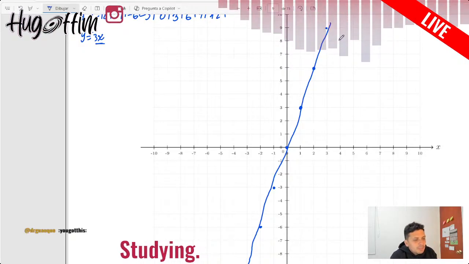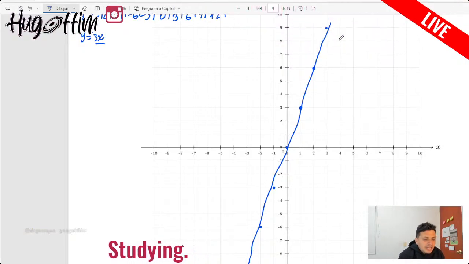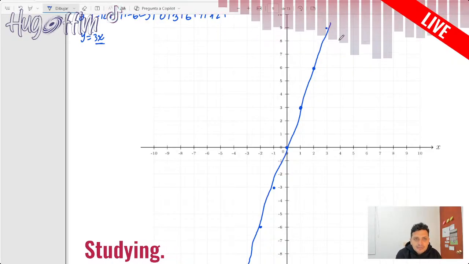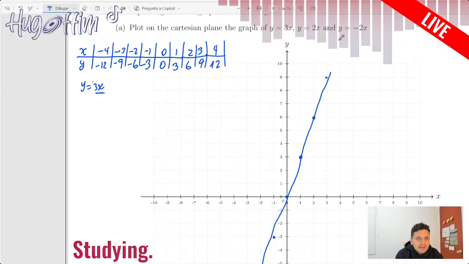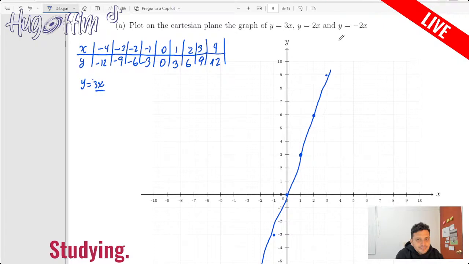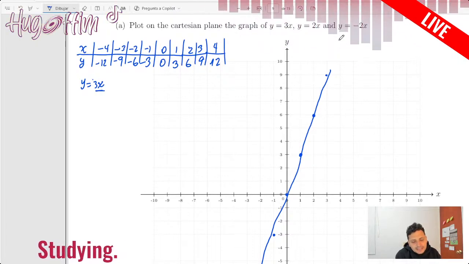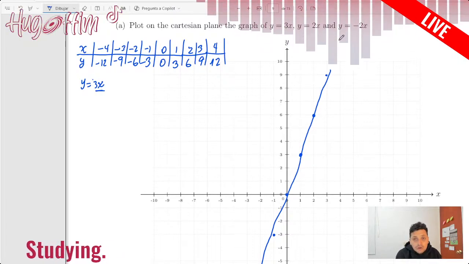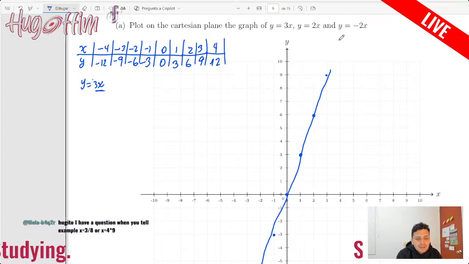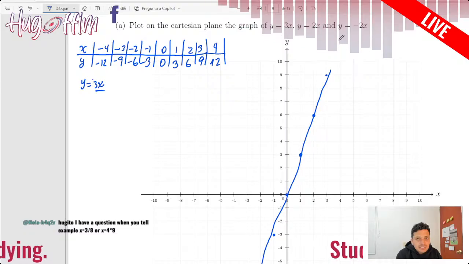How do we know how many points we need to graph? I suggest you do as many points as you can plot on the Cartesian plane. In this case, I choose from -3 to 3 because I can put them on the Cartesian plane. Can I do less? Yes, you can do less. Can I do more? No, because you don't have the space in the Cartesian plane.